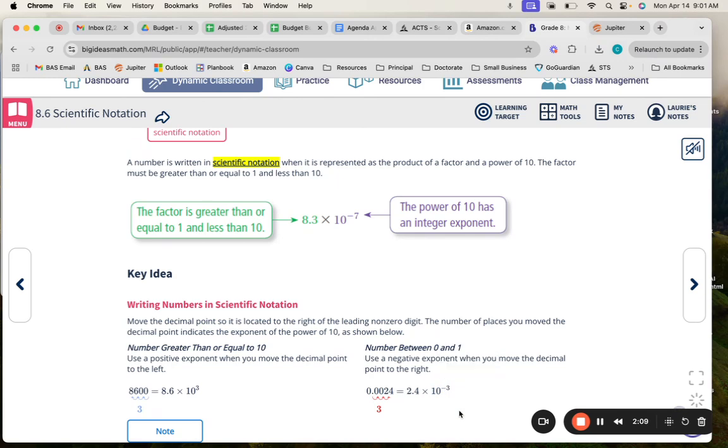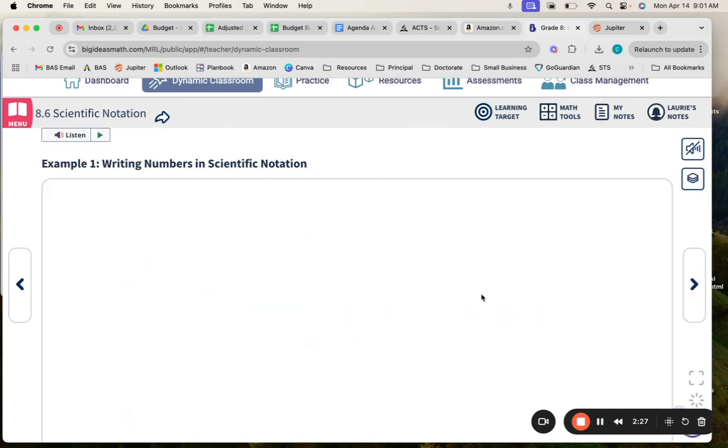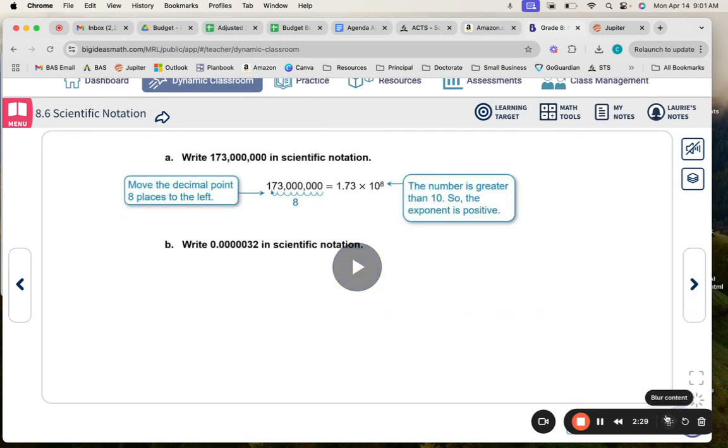So a real quick rule of thumb is if you see a positive exponent, you know it's a whole number, greater than 1. If it's a negative exponent, you know it's less than 1. It's a decimal. That one's gonna confuse. It just takes practice. You'll get it. All right, so let's look at example 1.